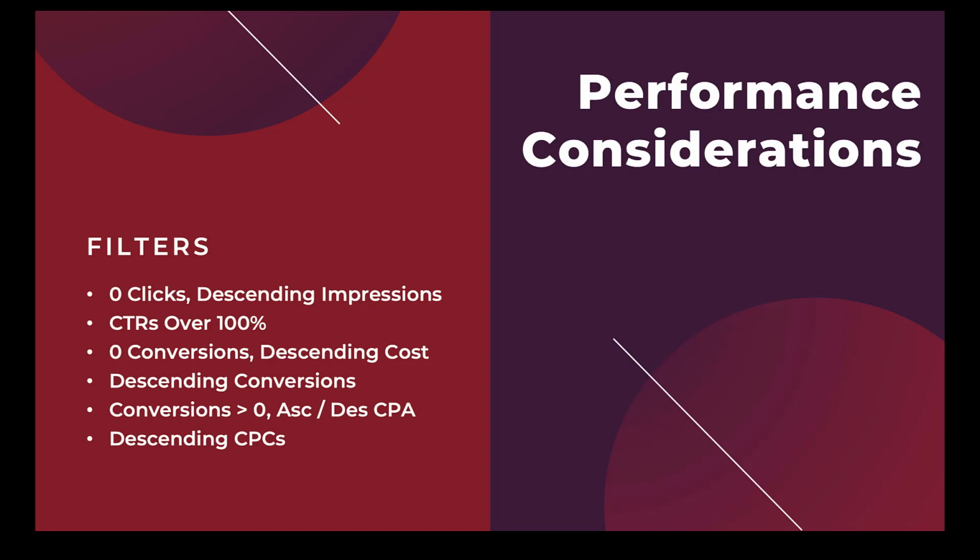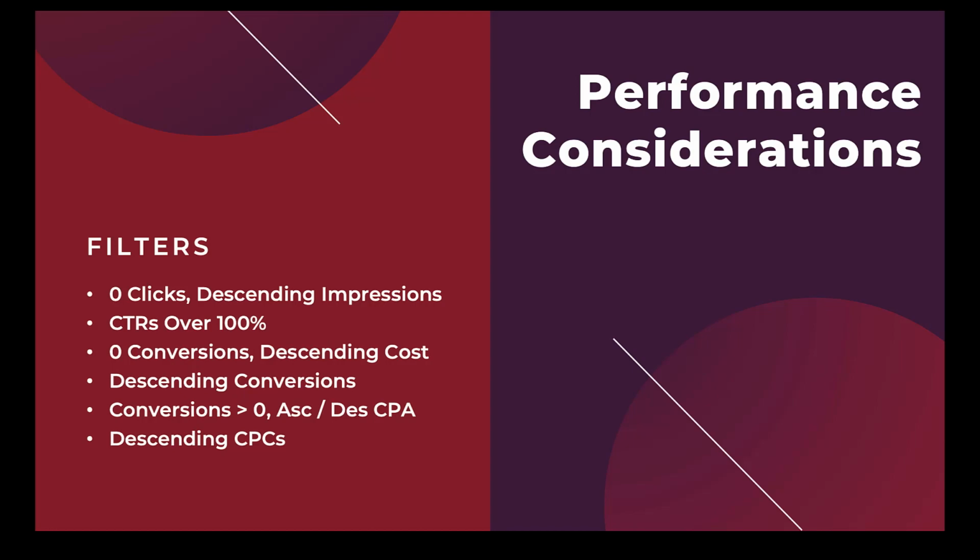Anything with descending conversions to make sure that there's no fishy performance going on there. And then looking at things that do convert for ascending cost per conversion, again, to make sure there's nothing fishy, and descending cost per conversion to make sure that you're still hitting your CPA goals that you have for the account.